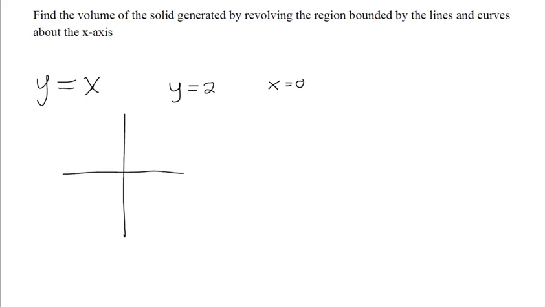So let's draw each of these curves that they're talking about. Y equals x, that's just this diagonal line. Y equals 2, that's this horizontal line. Then x equals 0, that's this vertical line. So the region contained between those three things is this region right here.